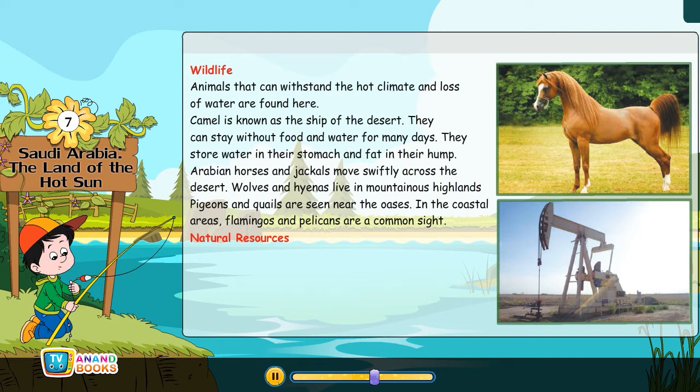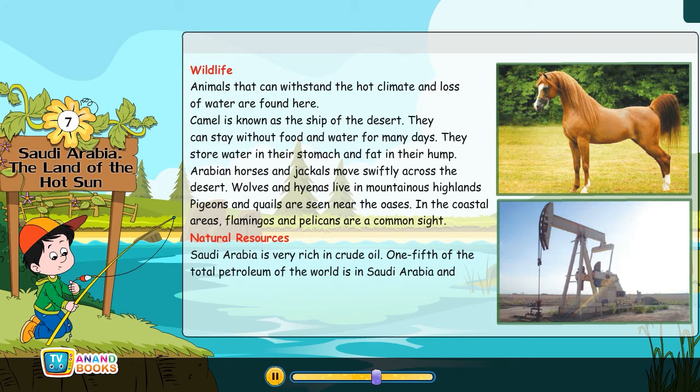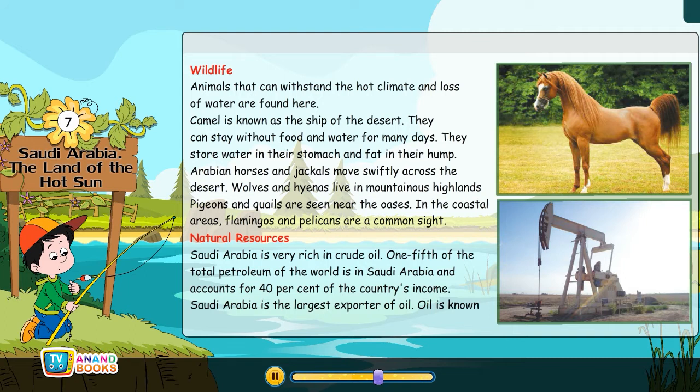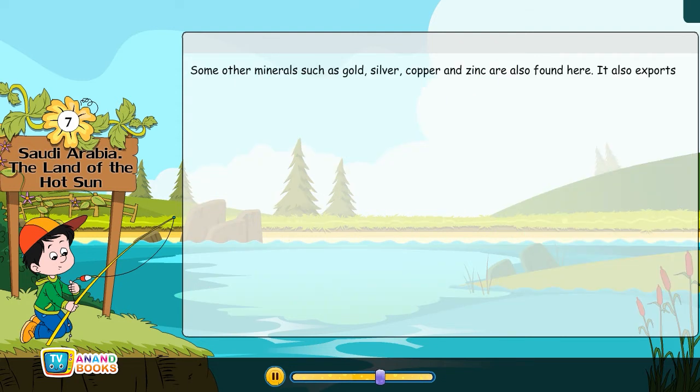Natural resources. Saudi Arabia is very rich in crude oil. One-fifth of the total petroleum of the world is in Saudi Arabia and accounts for 40% of the country's income. Saudi Arabia is the largest exporter of oil. Oil is known as liquid gold. Some other minerals such as gold, silver, copper and zinc are also found here. It also exports platinum, chrome, titanium and precious stones.